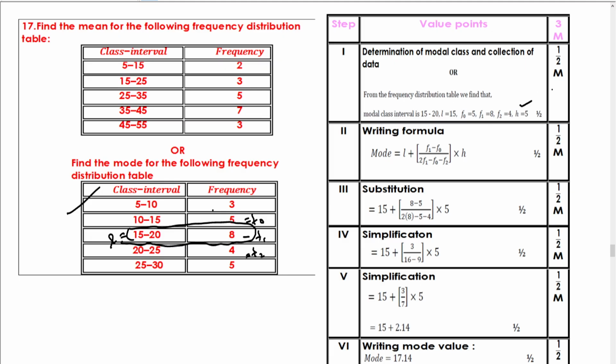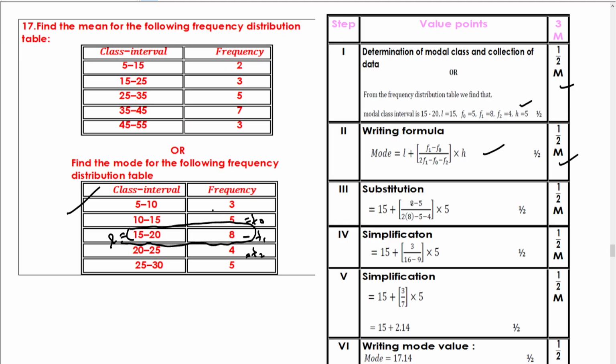For doing this work, you will get half marks. Next is writing the formula correctly, as I told you. Remember again: L plus F1 minus F0 over 2F1 minus F0 minus F2, into height. Substitute the values. For this, you will get a half mark. Right? Then substitute. L is 15. Be careful here.